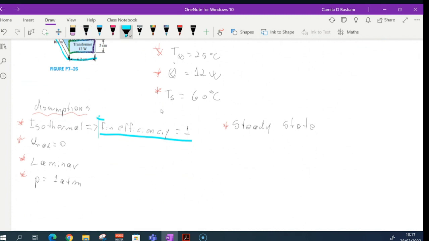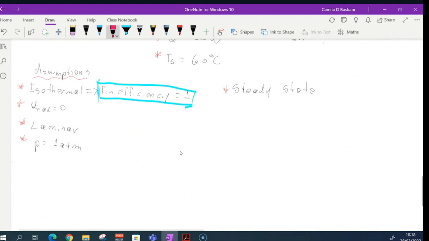Okay, so those are my main assumptions here. The most important one, I would say, is remembering that if your fins and the plate are isothermal, my efficiency of the fins is equal to 1. What I want to find in the end is the velocity of the air. For me to find the velocity of the air, I need to find my Reynolds number. For me to find the Reynolds number, I need to find my Nusselt number. For me to find the Nusselt number, I need to find my h of convection, okay? So let's first focus on finding my convection heat transfer coefficient.